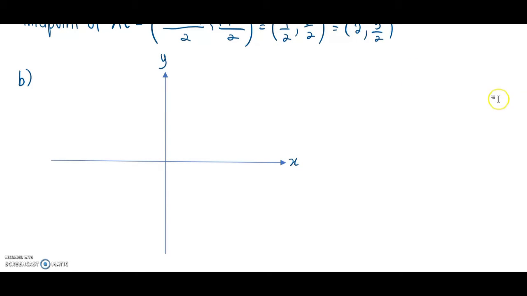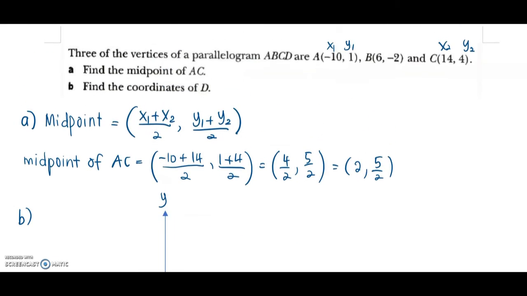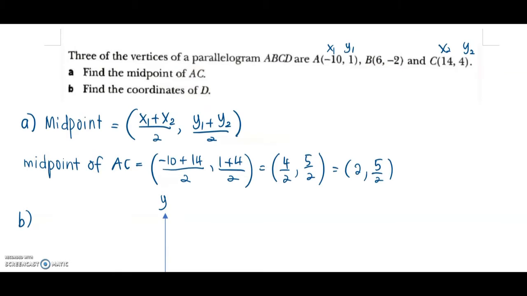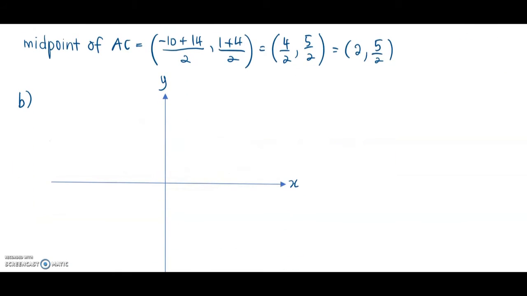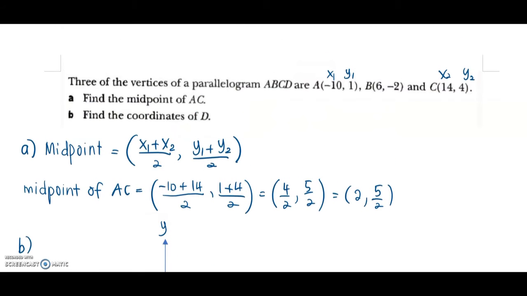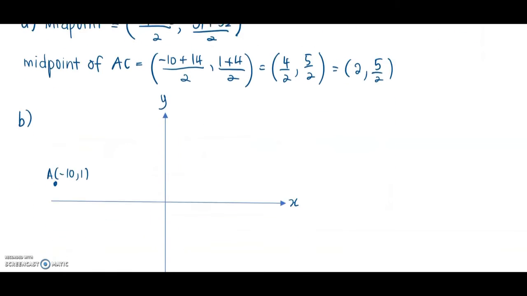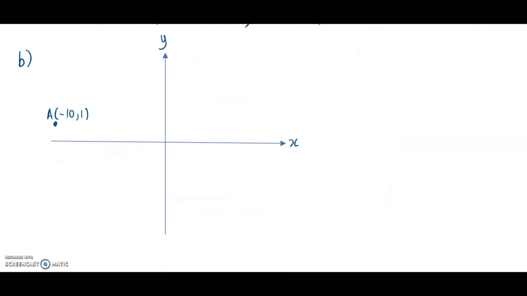Then I would plot the coordinates given. So A is (-10, 1). So -10 would be here, and then 1 around here. And then B, (6, -2). So 6 would be here, and then -2 would be down here, so maybe B is here.